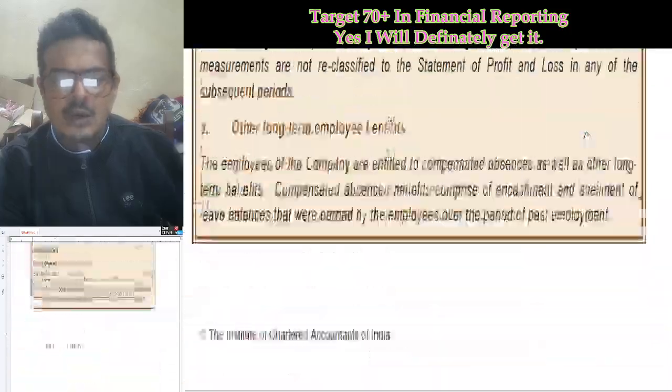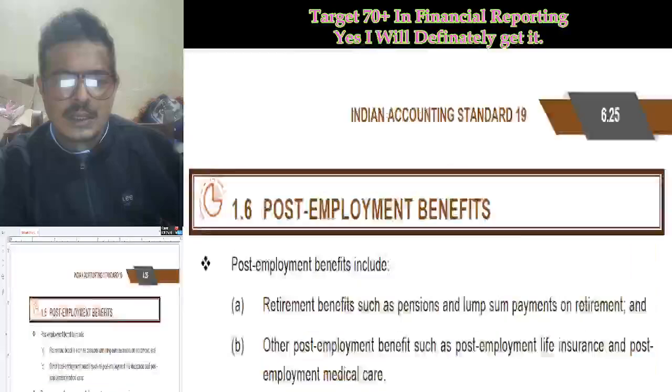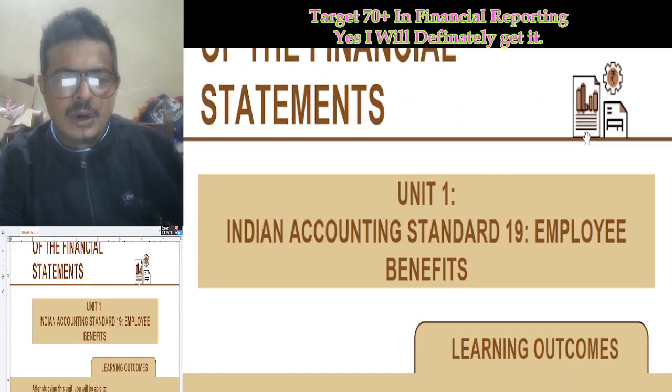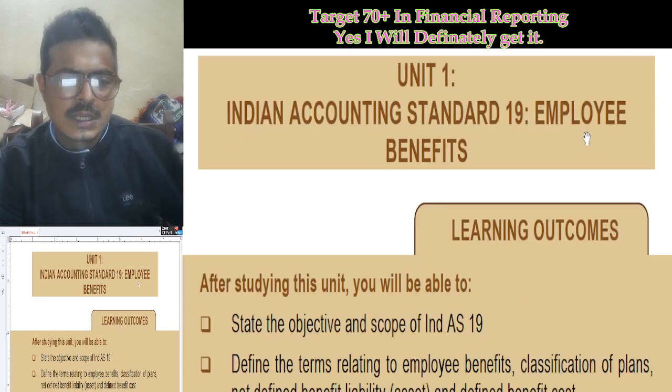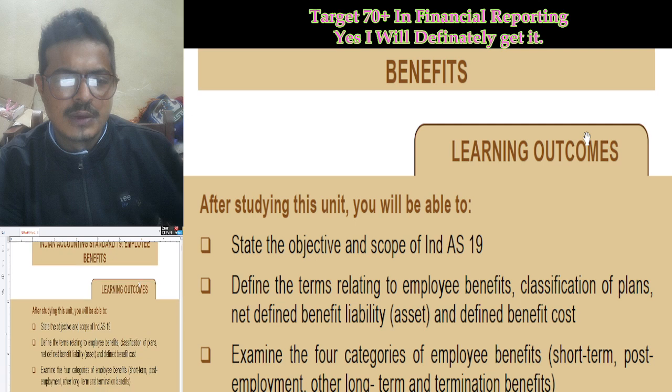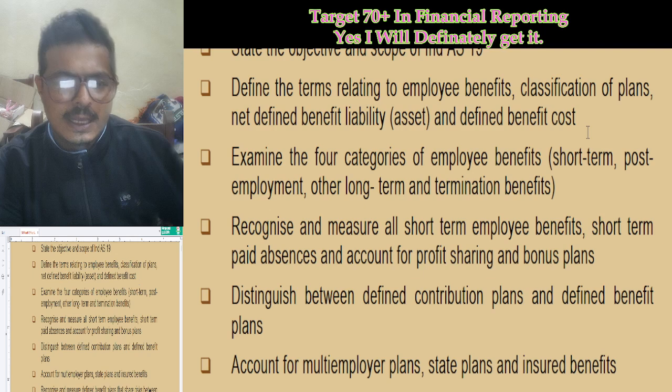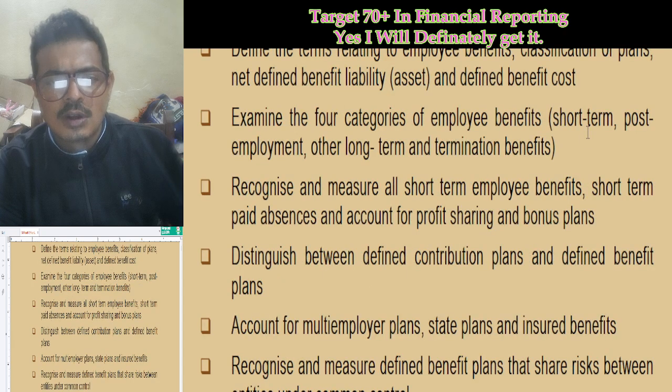So now we'll look at the objective of this chapter. Unit 1 in Indian Accounting Standard 19 Employee Benefits, Learning Outcomes. After studying this unit, you will be able to state the objective and scope of Ind AS 19, define the terms relating to employee benefits, classification of plans, net defined benefit liabilities or assets, and defined benefit cost. Examine the 4 categories of employee benefits: short-term, post-employment, other long-term, and termination benefits. Recognize and measure all short-term employee benefits, short-term paid absences, and account for profit sharing and bonus plans.